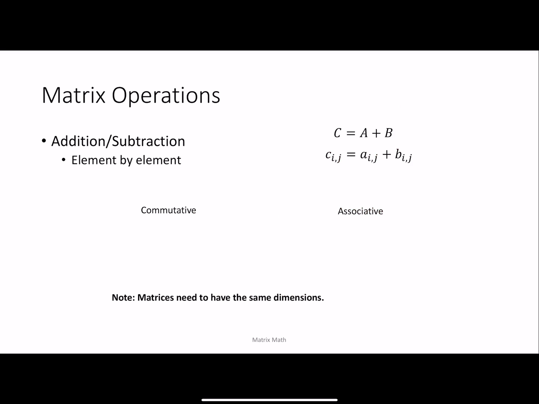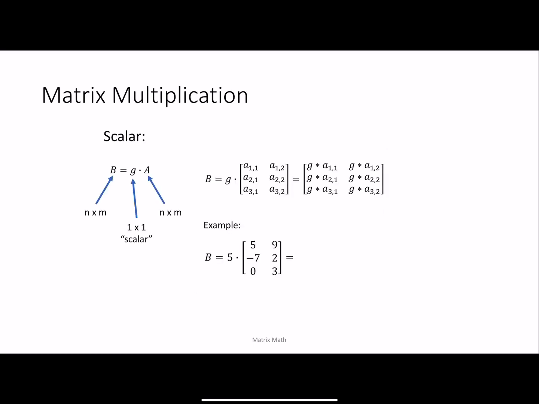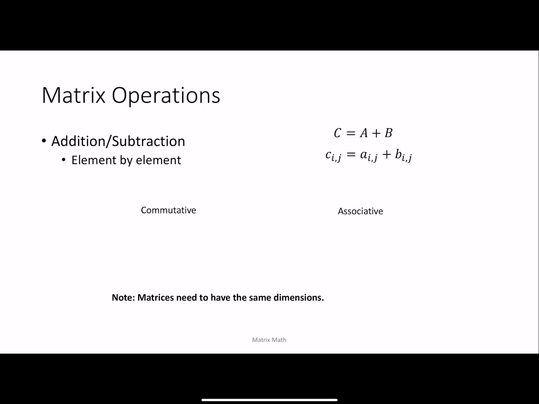So we can talk about a matrix as also having operations, such as addition and subtraction, right? All that happens when we do this is we go element by element and we add or subtract them with the same elements.